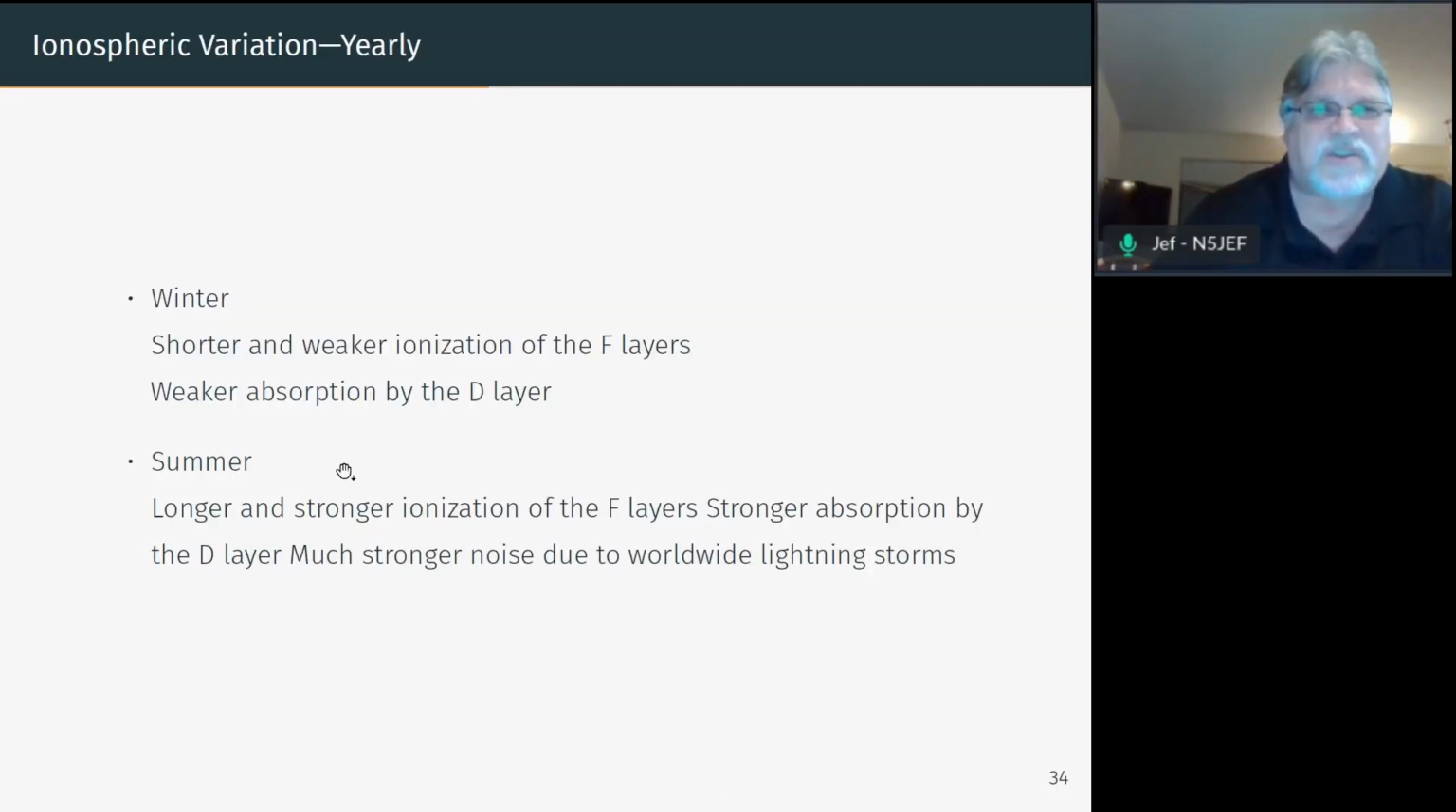Okay, we've just about covered everything on the ionosphere. Just want to emphasize that in the winter, we have shorter and weaker ionization of the F layers, but we also have weaker absorption by the D layer. In the summer, we have longer and stronger ionization of the F layers, stronger absorption by the D layer, and much stronger noise due to worldwide lightning storms. What this all means is that the choice of frequency, the choice of band during the day will depend on these conditions.